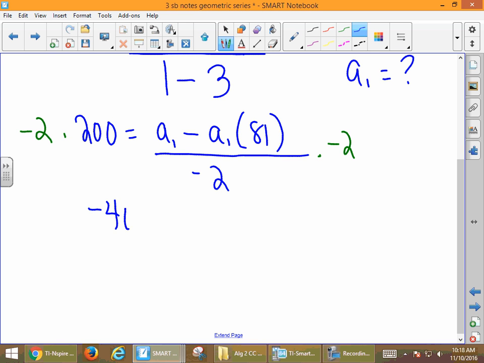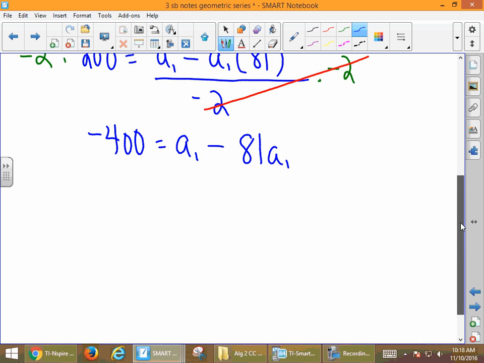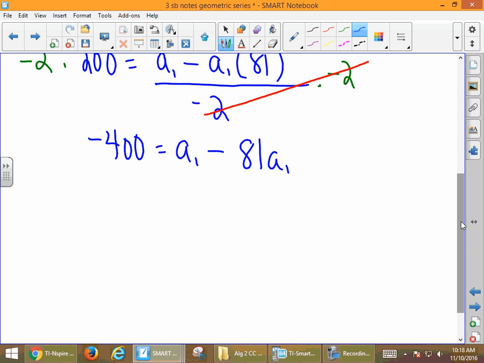We get negative 400 equals A sub 1 minus, I'm going to write it in a little bit different order, A sub 1 times 81 is the same thing as 81 times A sub 1. These negative 2's cancel out. Negative 2 divided by negative 2 is 1. And now we're in a good place here. But my first question to you is, what's the number in front of A sub 1? Nice. You couldn't see that on the video, but people showed me that it was 1.